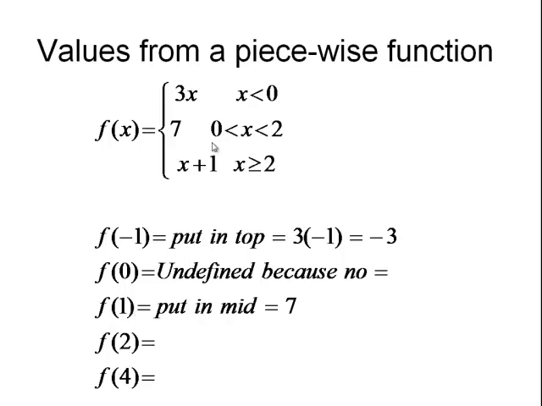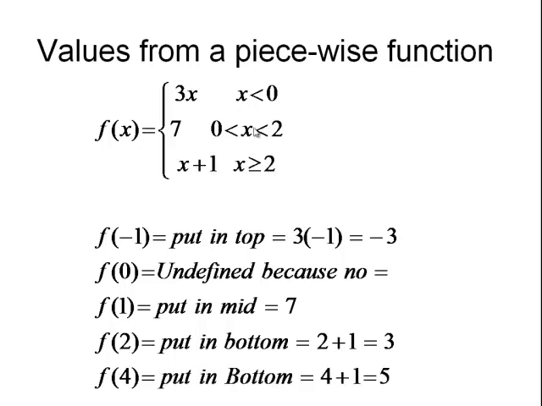Okay, then now positive 1. 1 is between 0 and 2, so we're going to use this one, 7. 2 is equal to 2, so we're going to use the bottom. 2 plus 1 makes 3. 4 is bigger than 2. It's not up here. 4 is bigger than 2. 4 plus 1 makes 5. So you simply look at the function to find out which piece you're going to use, either the 3x, the 7, or the x plus 1, to plug the number in.